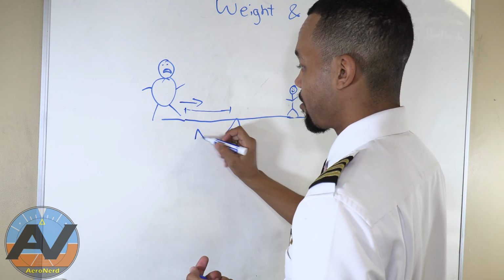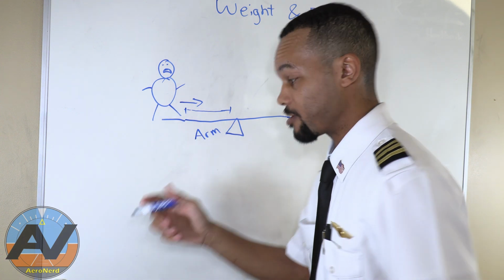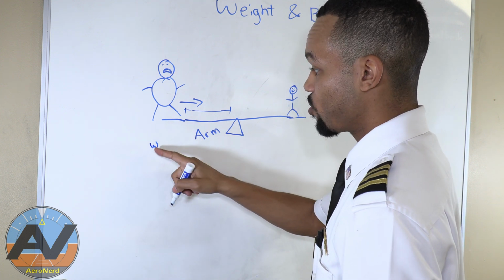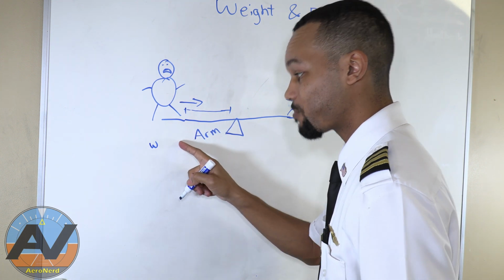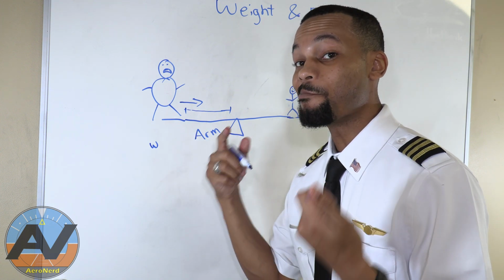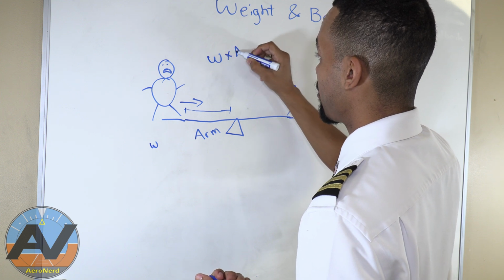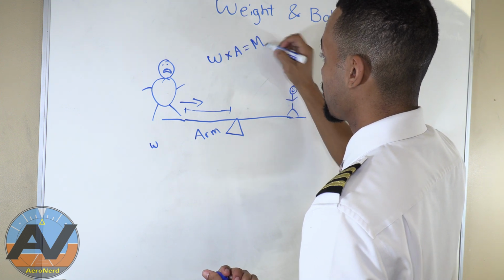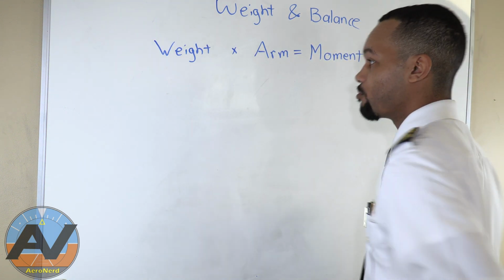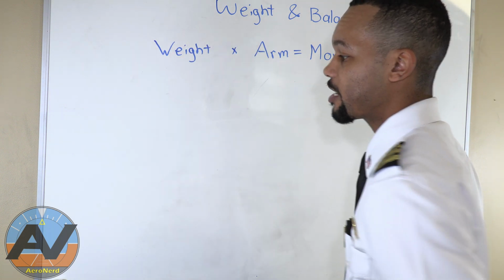So we have an arm, and then we have how much he weighs, right? So we have weight. If we multiply weight and arm, we have what's called a moment. So weight times arm equals moment. All right, so weight times arm equals moment. Now that we got that concept, we're going to put this aside for the moment.